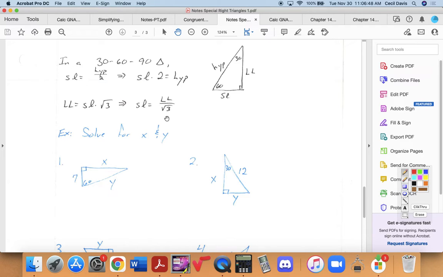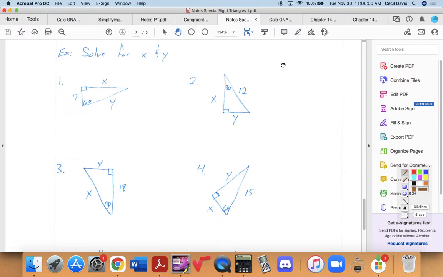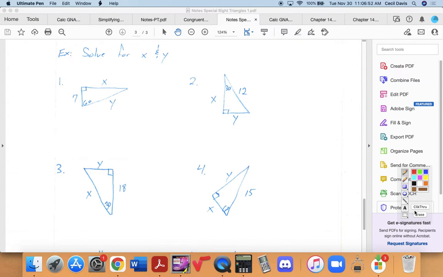So let's do these problems. The simplest kind is the one like you have here, where you're given the short leg. Because the short leg is half the hypotenuse, so what did the hypotenuse have to be? 14.